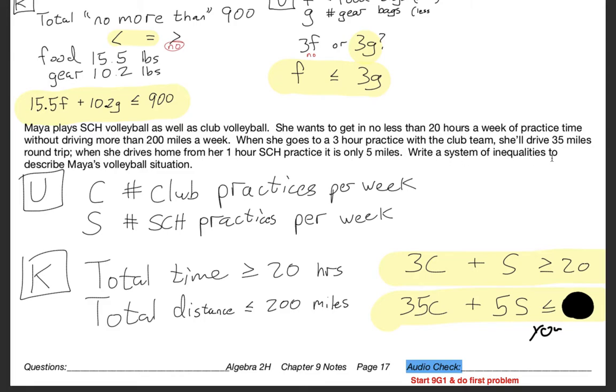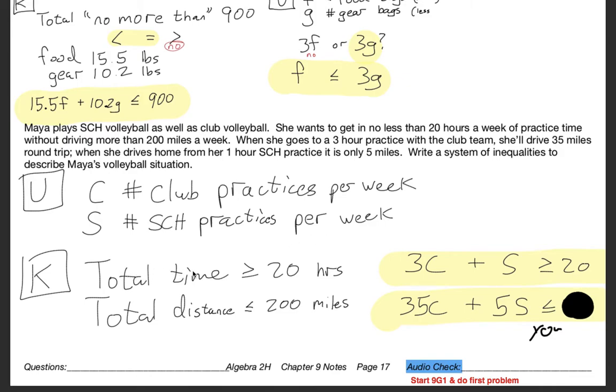Write a system of inequalities to describe Maya's volleyball situation. So the unknowns are, I'm going to choose the letters C and S. C represents the number of club practices per week, and S is going to represent the number of SEH practices per week.